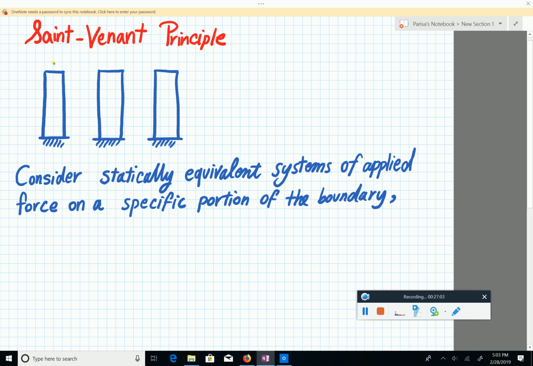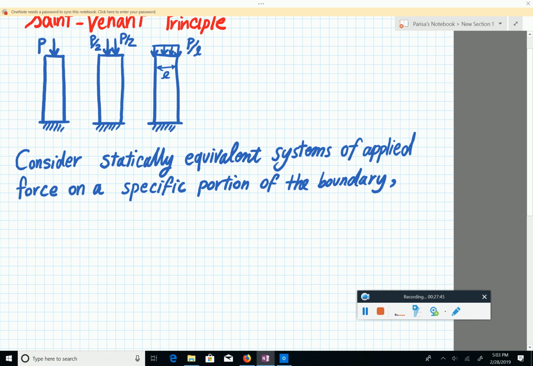So for example, if I want to have this example here, I can put the force P here in the middle. I can split it in two symmetrically and have P over 2, or I can put a distributed load, and if this is L, this would be like P over L, something like that, right? And then you have to make sure that these are statically equivalent.